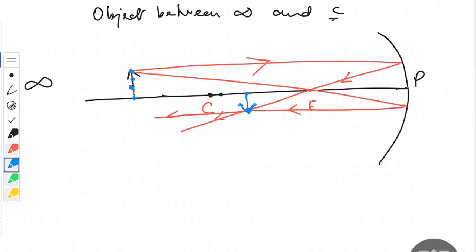Now if I clean this up a little bit, because it became messy, okay, now I like it a little better. Now if this was my object, this is going to be the image.